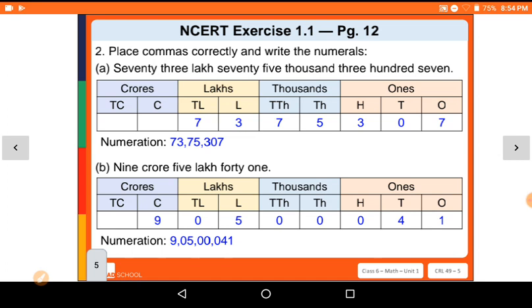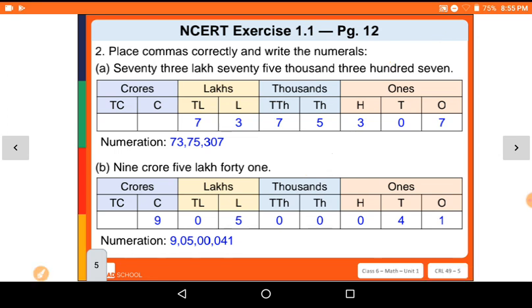So let us move on to the next exercise, that is 1.1 का question number 2. Place commas correctly and write the numerals. ऐसे करके आपको क्वेश्चन दिया गया है. You just write down this. That is also available on page number 12 of the NCERT book, but this is given with the solution, so you can also write it down in your fair book.